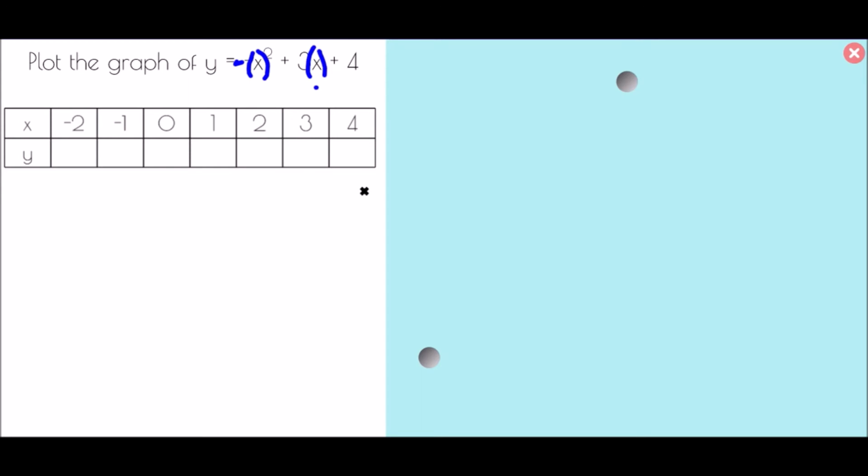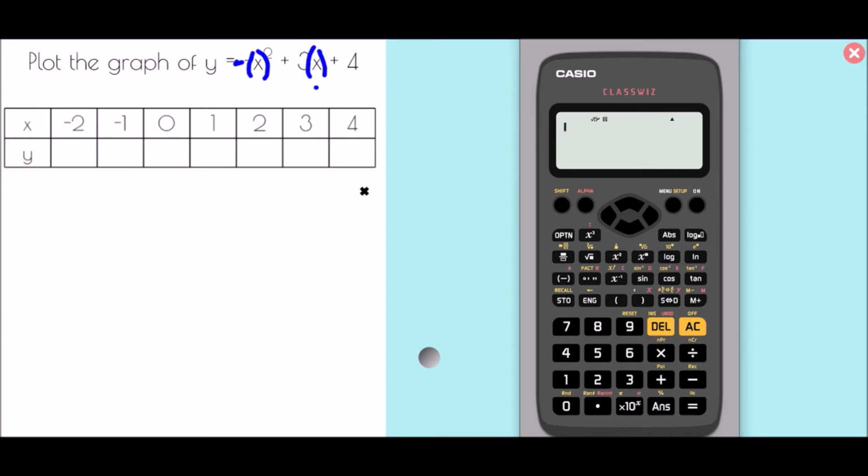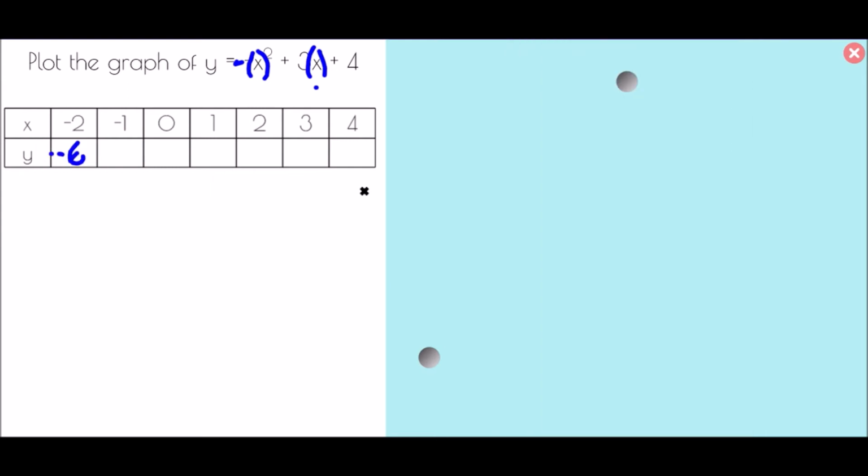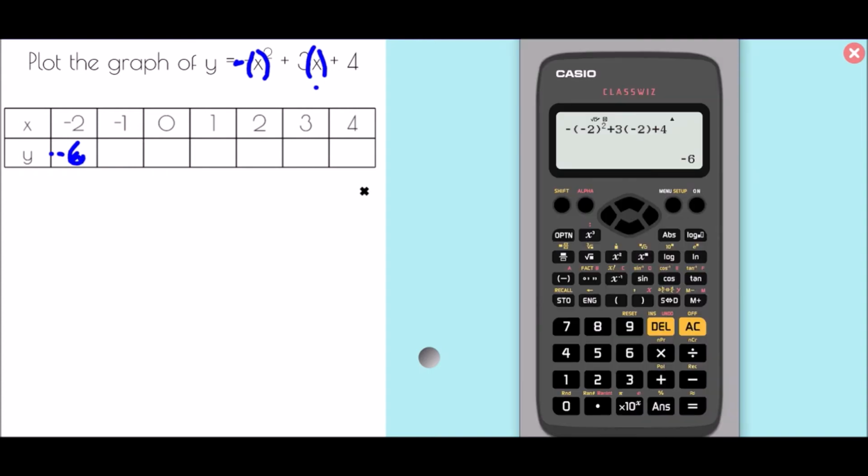So we're going to do that with our calculator once again. We start with the negative, the brackets, and -2 is the first value we've been asked to use, squared. And then we're adding 3 lots of -2 plus 4. And if we do that, we get an answer of -6. If we do the same again, but using -1, using the skills of our calculator we can just change the values. So the numbers in the brackets change to -1 instead, and we get an answer of 0.